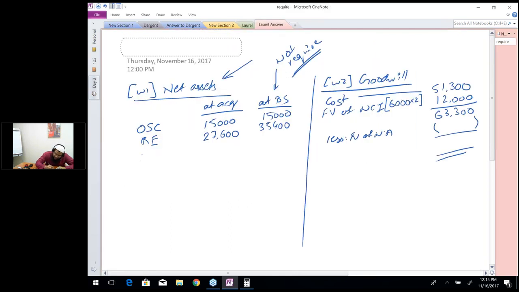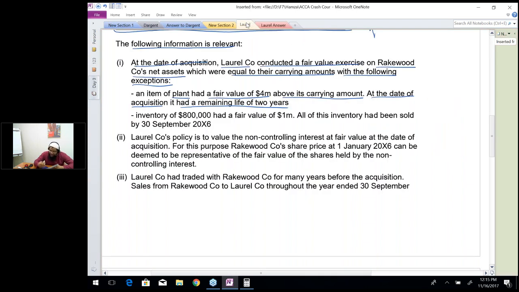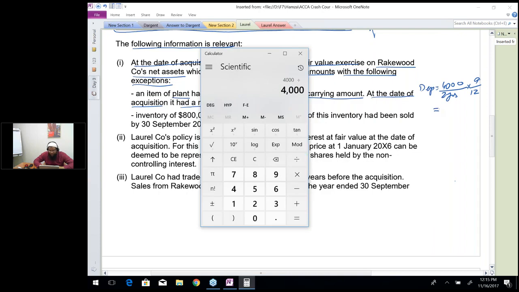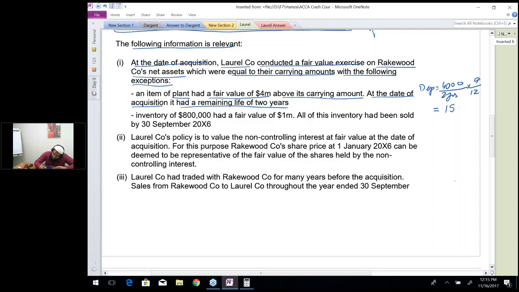So I'm going to write fair value adjustment of the plant, which was $4 million, which means 4,000. And its depreciation is going to be 4,000 divided by 2 years and into 9 by 12. Why 9 by 12? Because we have acquired since 9 months. So 4,000 divided by 2 is the annual depreciation, into 9 divided by 12 will give us the depreciation for the 9 months, which is 1,500. So the asset will be depreciated by 1,500.